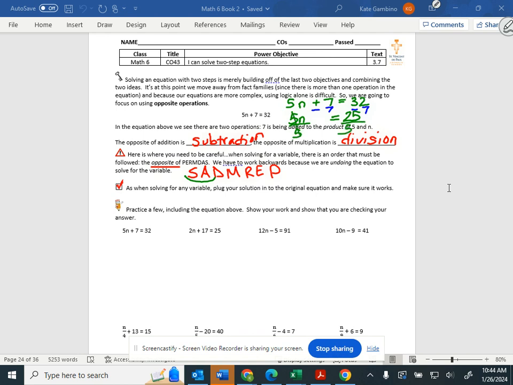5 divided by 5 is 1. So we are left with just n. 1n is n. What's 25 divided by 5? 5. So we get n equals 5. So we have to see those two steps. We had to add or subtract. Then we had to multiply or divide, always doing the opposite.